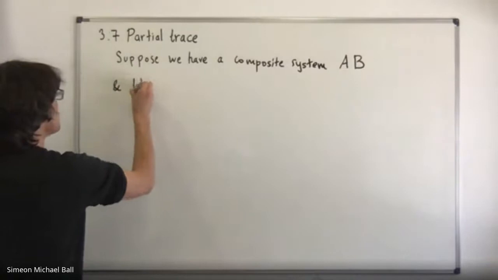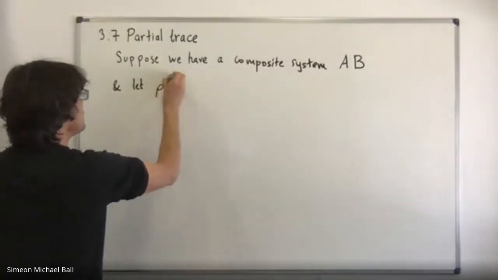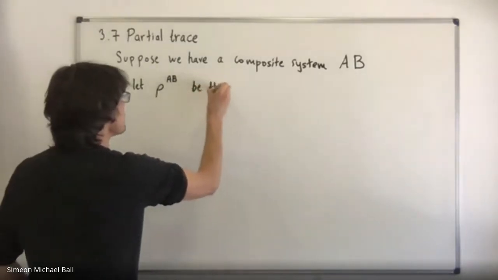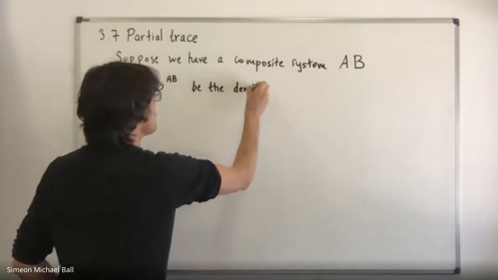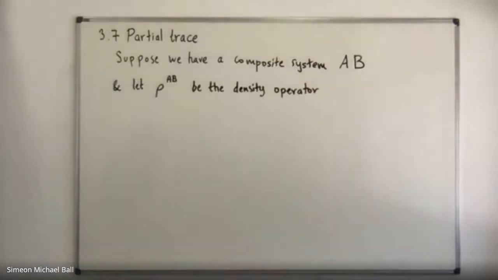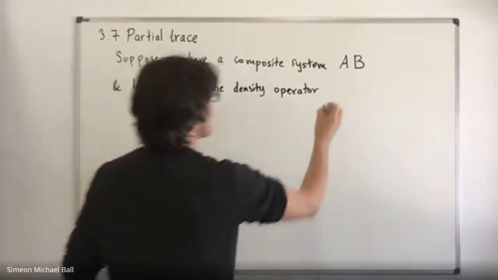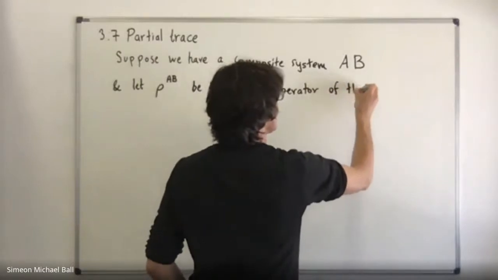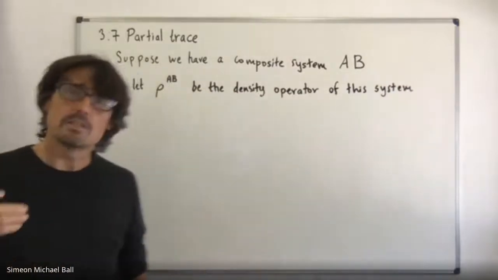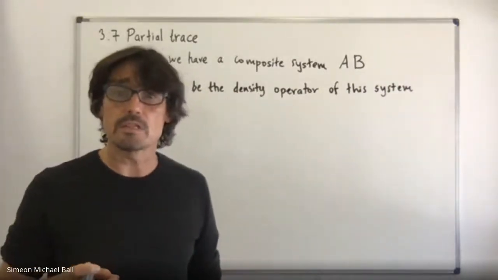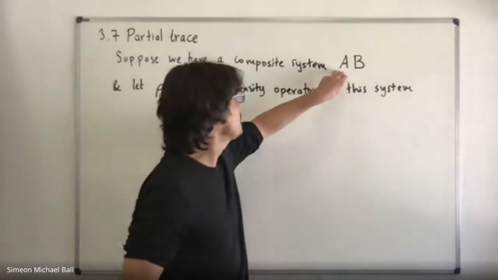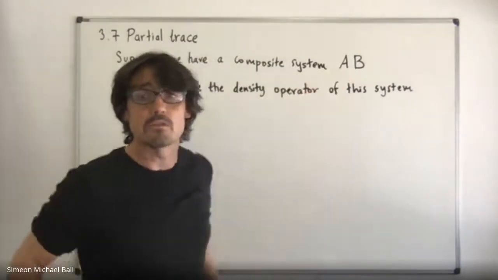And let rho AB, denoted like that, be the density operator describing the system. And what we want to do is have a description. What the partial trace allows us to do is have a description of just one of those systems. So just of what the system looks like if you only have the A particles.